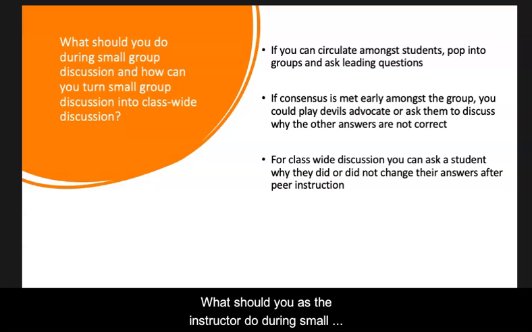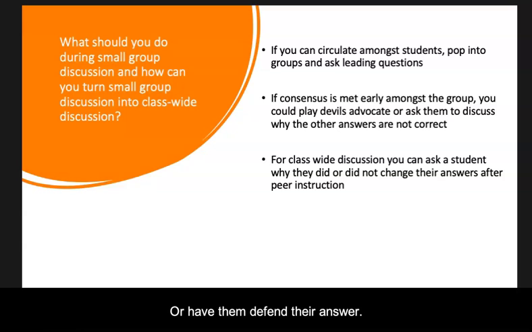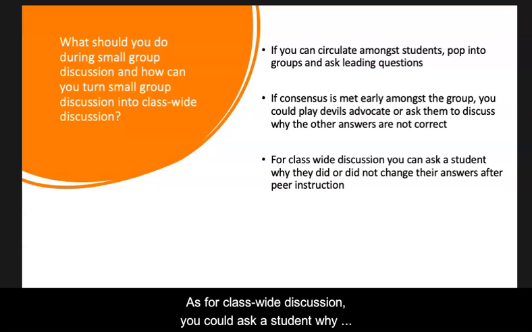What should you, as the instructor, do during small group discussion? And how can you turn small group discussion into a class-wide discussion? If possible, you can circulate amongst students, popping into groups and asking leading questions. If you're teaching in a hybrid or HyFlex environment, you can easily pop in and out of Zoom breakout rooms. If consensus is met early amongst the group, you could play devil's advocate and ask them to discuss why the other answers are not correct, or have them defend their answer. As for class-wide discussion, you could ask a student why they did or did not change their answers after peer instruction.